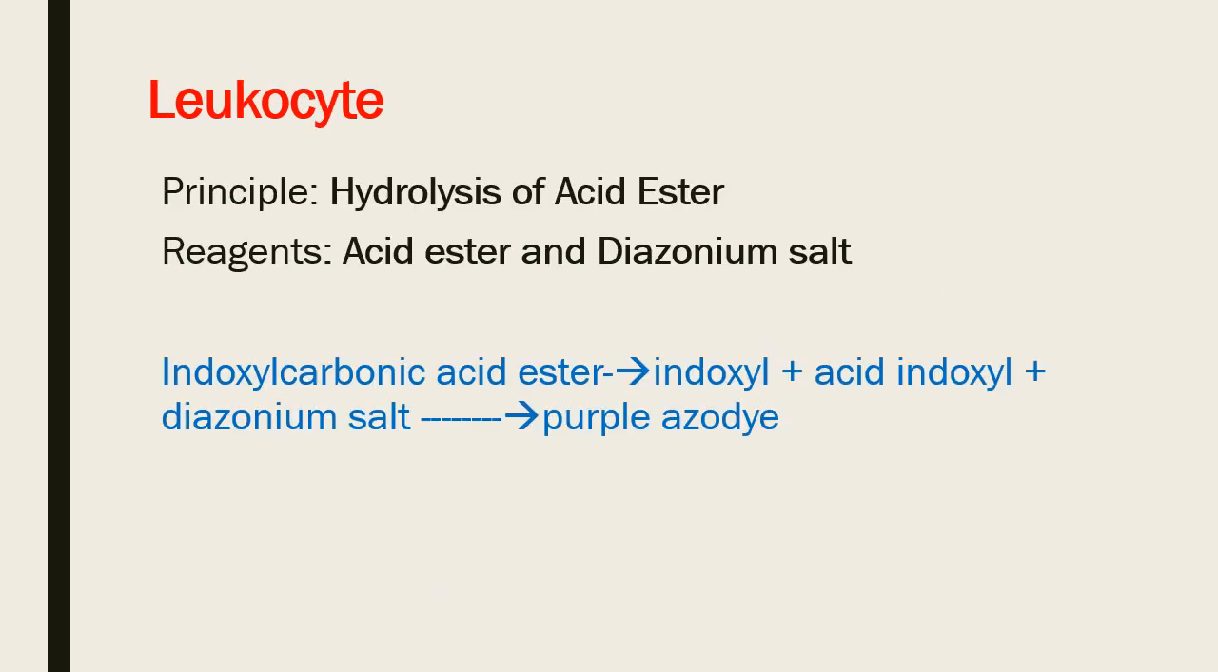For your leukocyte, the principle employed is the hydrolysis of an acid ester, in your leukocyte esterase. The reagents are a derivatized pyrrole amino acid ester with diazonium salt in your multisticks, and indoxyl carbonic acid ester with diazonium salt in your chem strip. The indoxyl carbonic acid ester will produce a purple azo dye for the positive result.